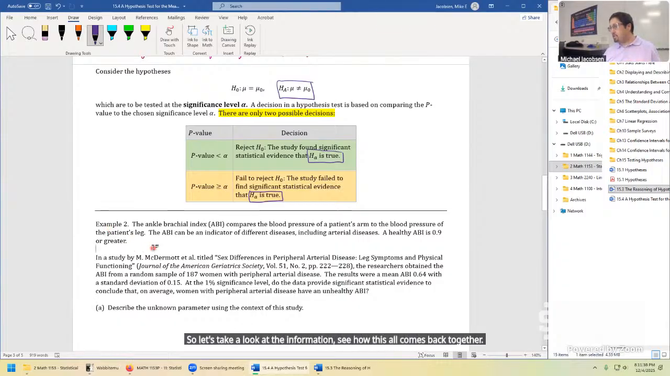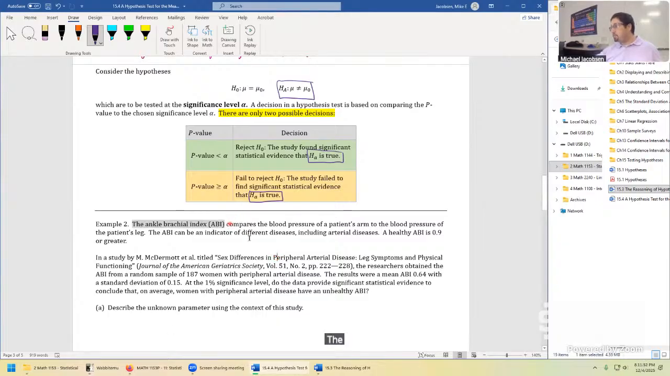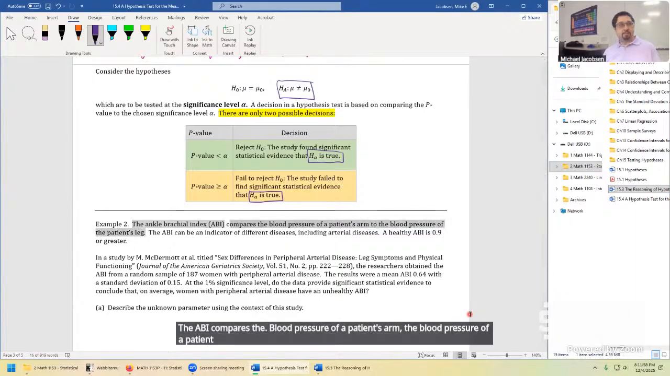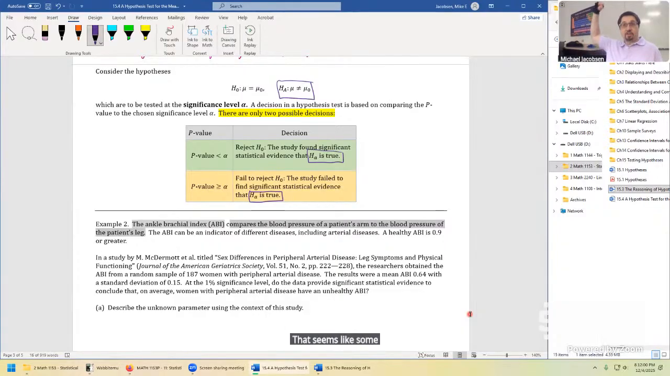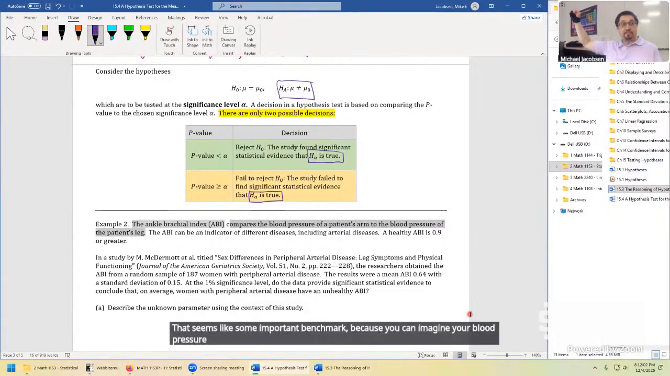This looks like some pretty serious medical data. The ankle brachial index, ABI. Usually it seems important when they give you an acronym, so let's highlight that. The ABI compares the blood pressure of a patient's arm to the blood pressure of a patient's leg. That seems like some important benchmark because you can imagine your blood pressure on your arm could be very different from where it is on your leg if you're standing, sitting, laying down.